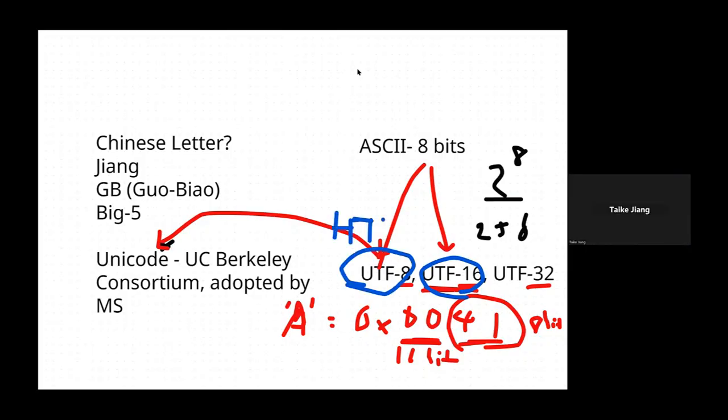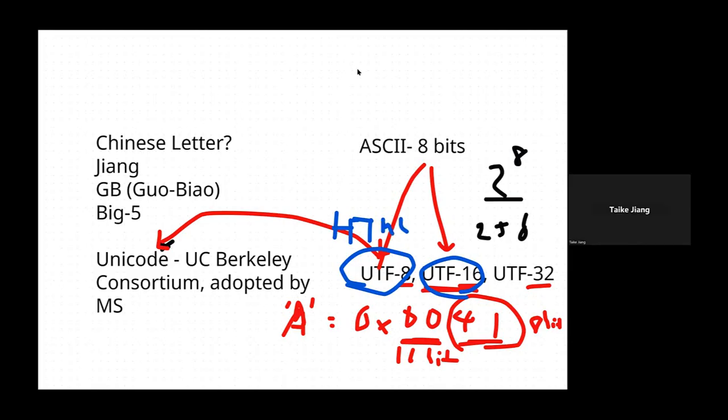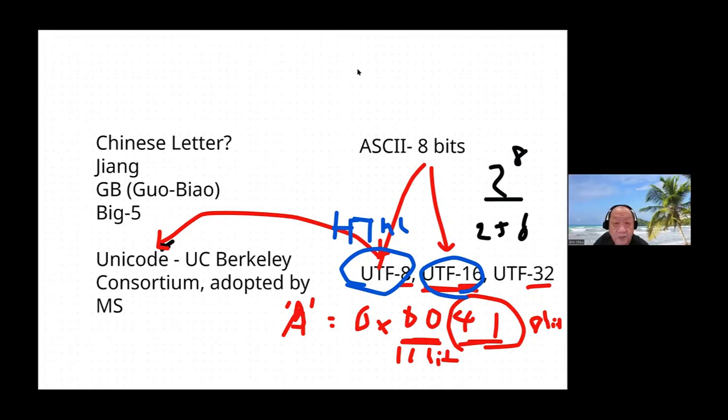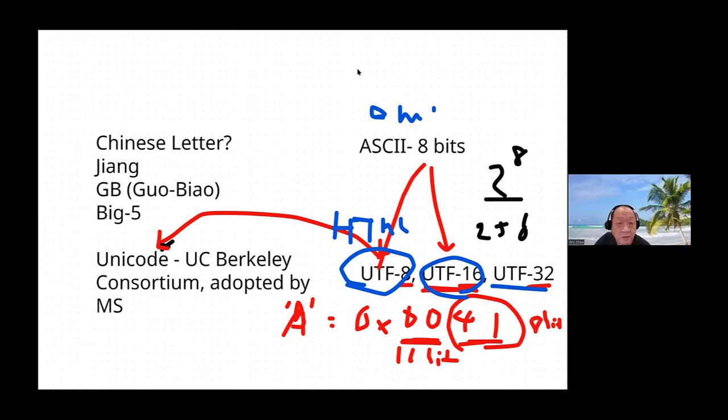What about UTF-32? 32 is just longer. If you are longer, sometimes you have some later characters like emoji also come in. You know emoji? Emoji is the smiling face, those kinds of things.